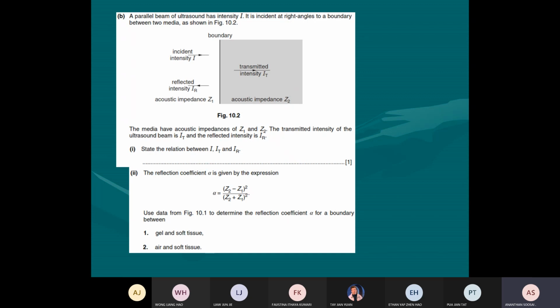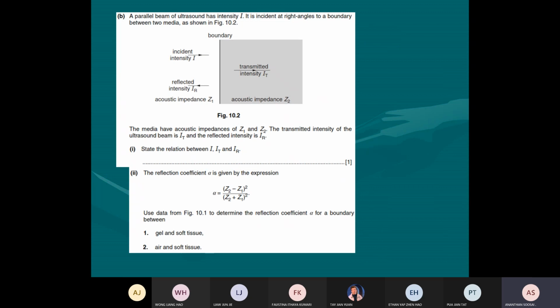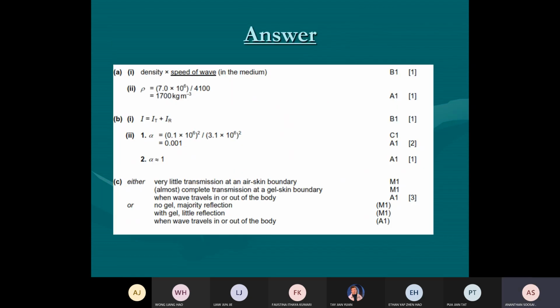Okay, so the first answer is yes, I equals I theta. Second one: use the data to determine the reflection coefficient alpha at the boundary between gel and soft tissue. The Z for both gel and soft tissue is given here, so you know the acoustic impedance. Input it, and it's straightforward.